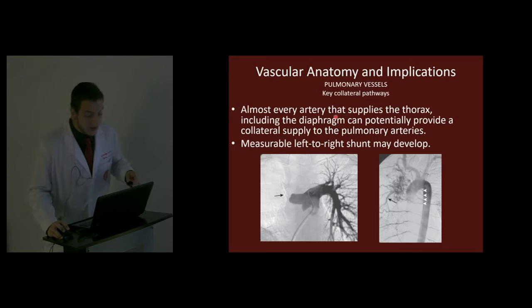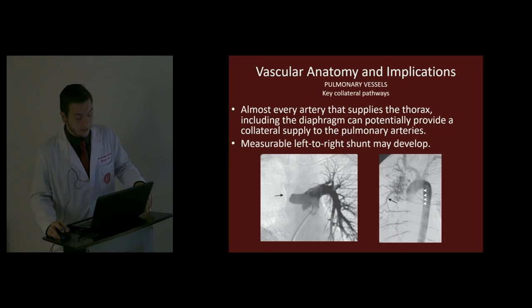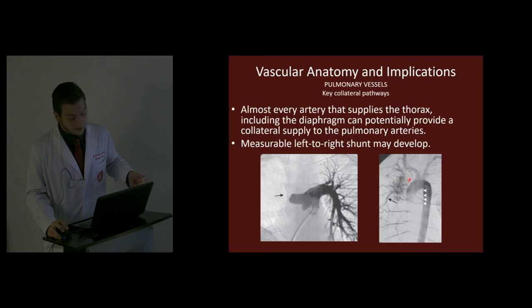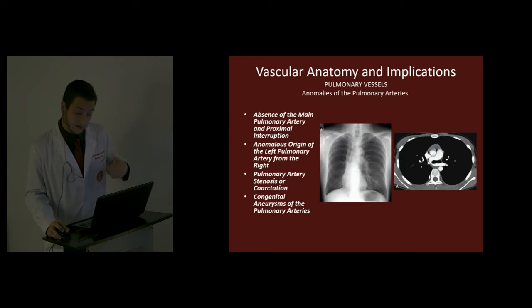Another thing is that almost every artery that supplies the thorax, including the diaphragm, can provide a collateral supply to the pulmonary arteries. In these examples, you can see an iatrogenic pulmonary artery occlusion following a right lobectomy, and afterwards in the digital angiography, you can see how the intercostal and bronchial arteries started supplying the right-sided lung, what was left of it.